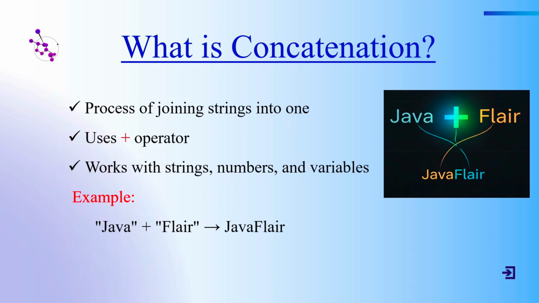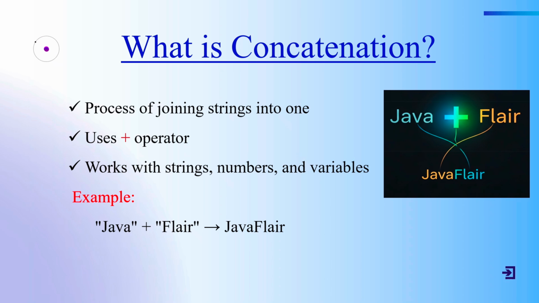Today we are going to explore something we use all the time in programming, that is nothing but concatenation. So what exactly is concatenation? It is just the process of joining two or more strings together into one particular sentence or a word. Think of it like you're gluing pieces of text to make one meaningful sentence.